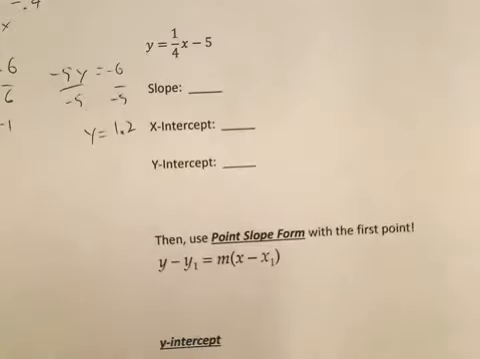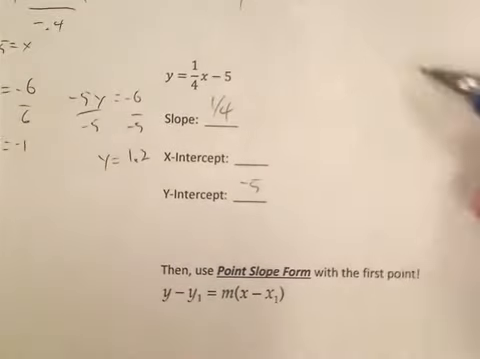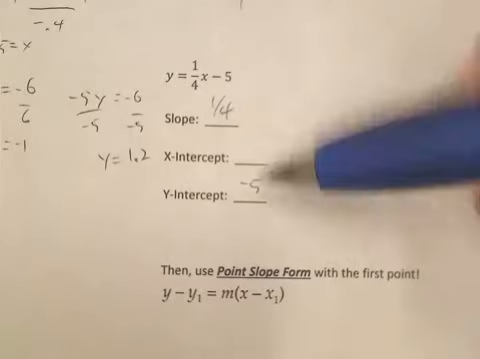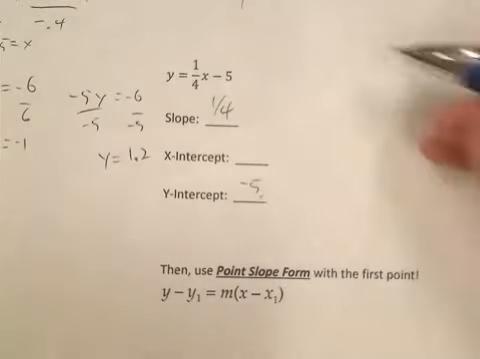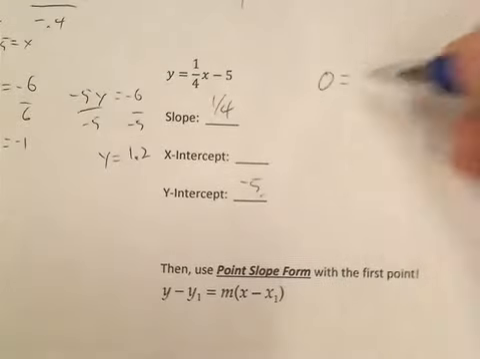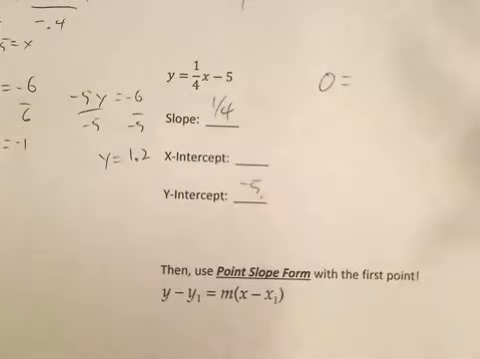Okay, for slope-intercept form, let's see, we have the 1/4, the -5. You can just copy both those. 1/4 is the slope, -5 is the y-intercept. And then to find the x-intercept, write it without the y. So 0 equals 1/4x minus 5. Divide the fraction out, you get 0.25.